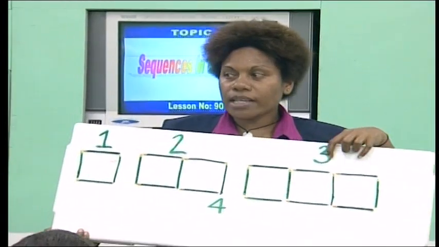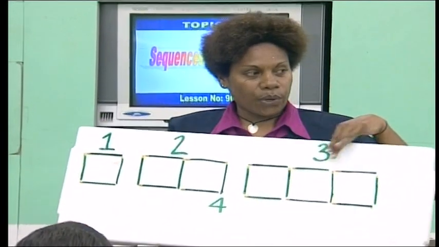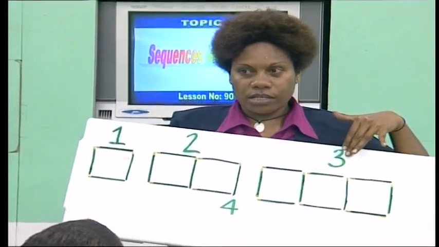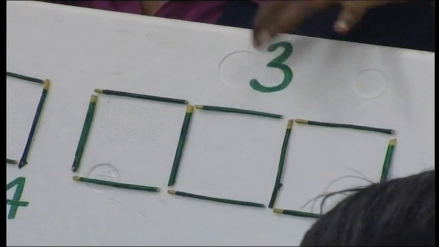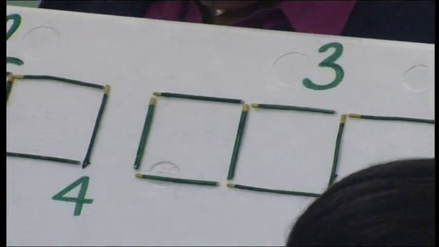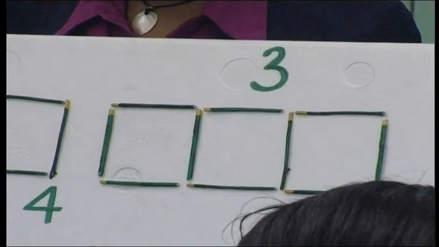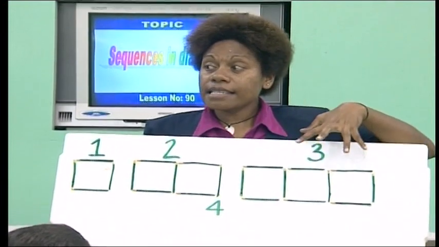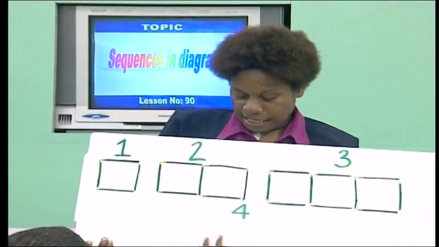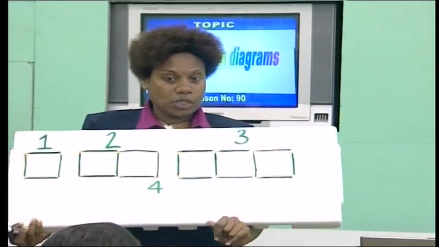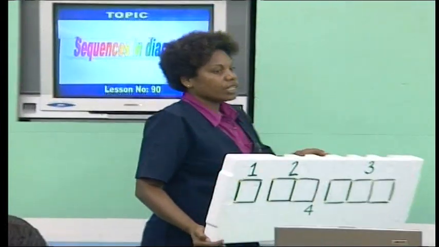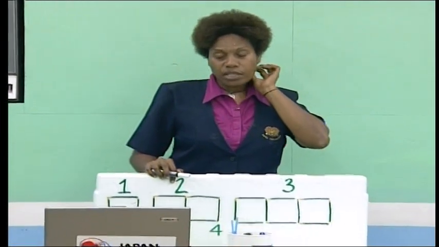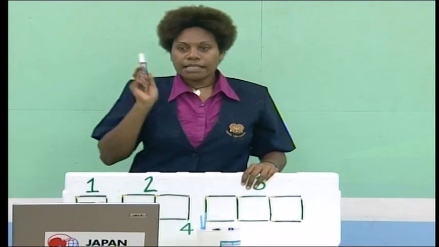Pattern 3 has 3 squares, and 10 sticks make up those 3 squares. So in order to form the next 4 squares, how many sticks will you add? 3. 10 plus 3 gives you 13 sticks, and it will make up 4 squares. Because you already know the rule, start at 4, add 3 each time.